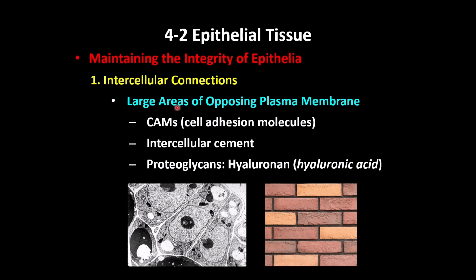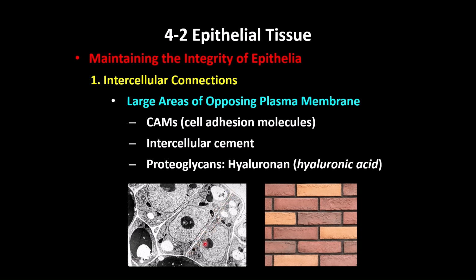To maintain the cellularity, these cells should be connected to each other, and there are different mechanisms for that. This is how the integrity of the epithelium is kept. The first one is called intercellular connection, the connection between neighboring cells. There are two different mechanisms here. One is the large area of the plasma membranes of two cells that are attached to each other. If you look at this one, this is an epithelial cell, and there is another epithelial cell here, and this is the plasma membrane in the middle, and they are attached to each other.